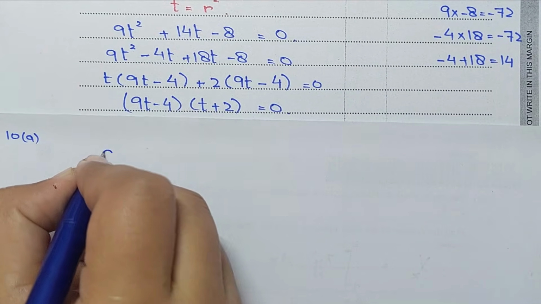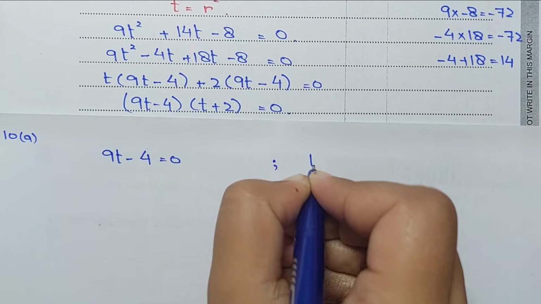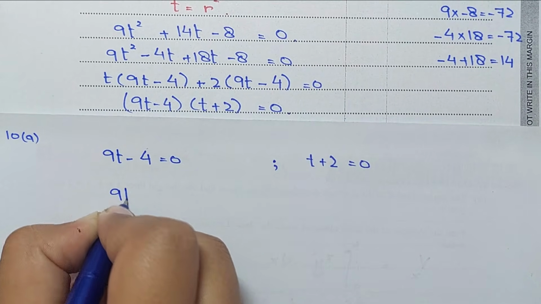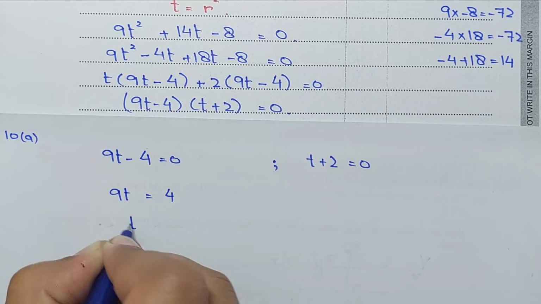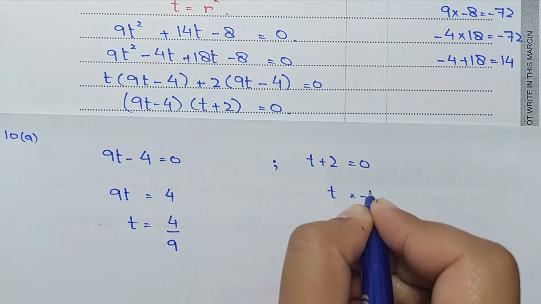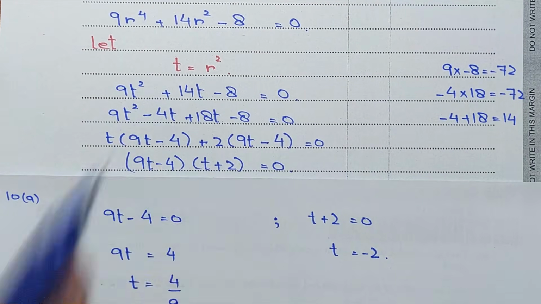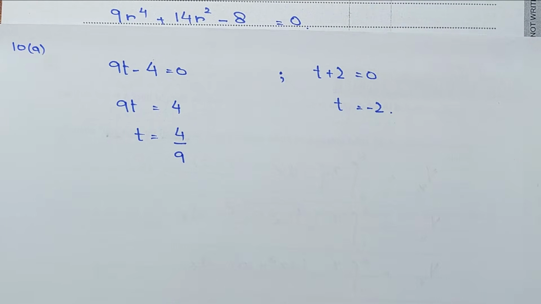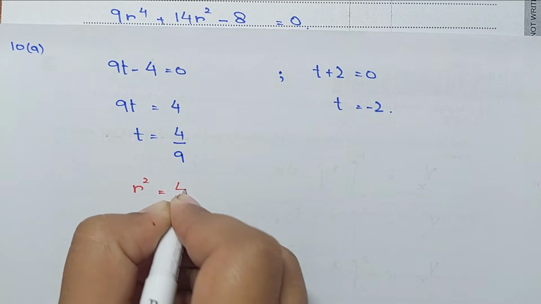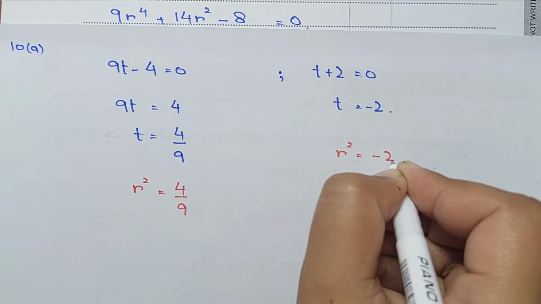Let me do the remaining steps. Now 9t minus 4 equals 0, or t plus 2 equals 0. From here, 9t would be equal to positive 4, and the t value is 4 over 9. And here the t value is negative 2. And as we know, the t values are squares, so put it back. This implies r square is 4 over 9, and r square is negative 2.